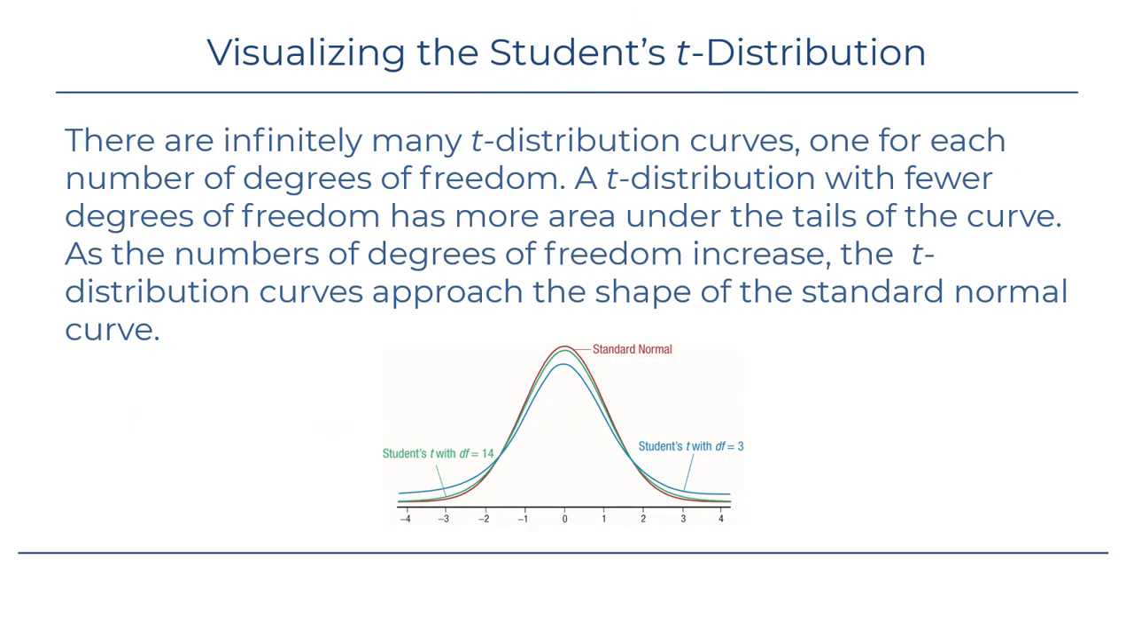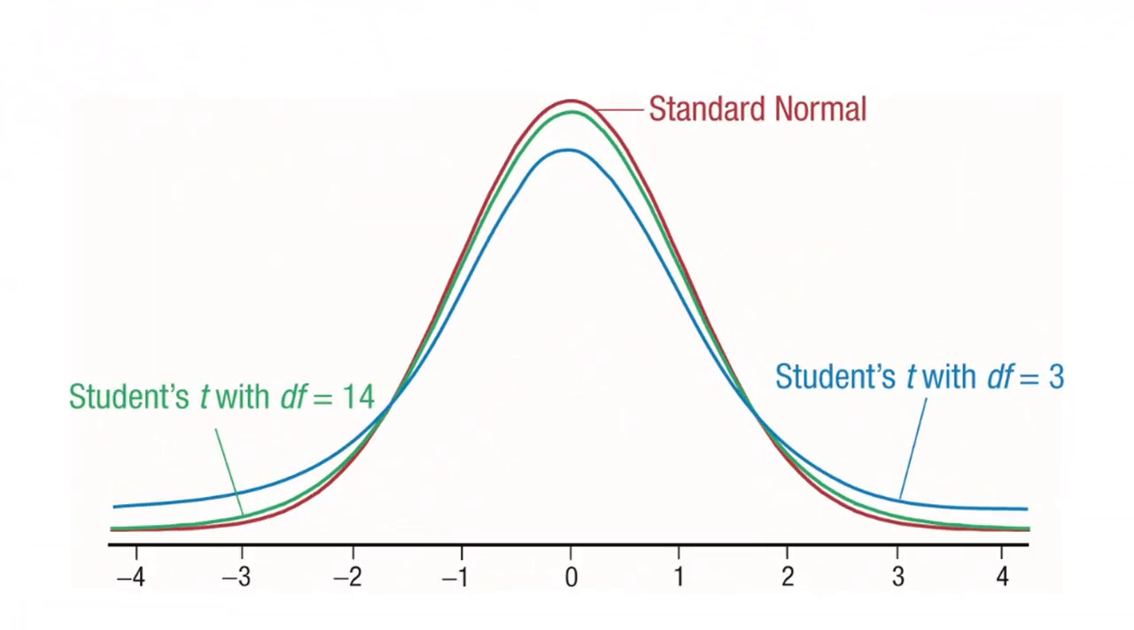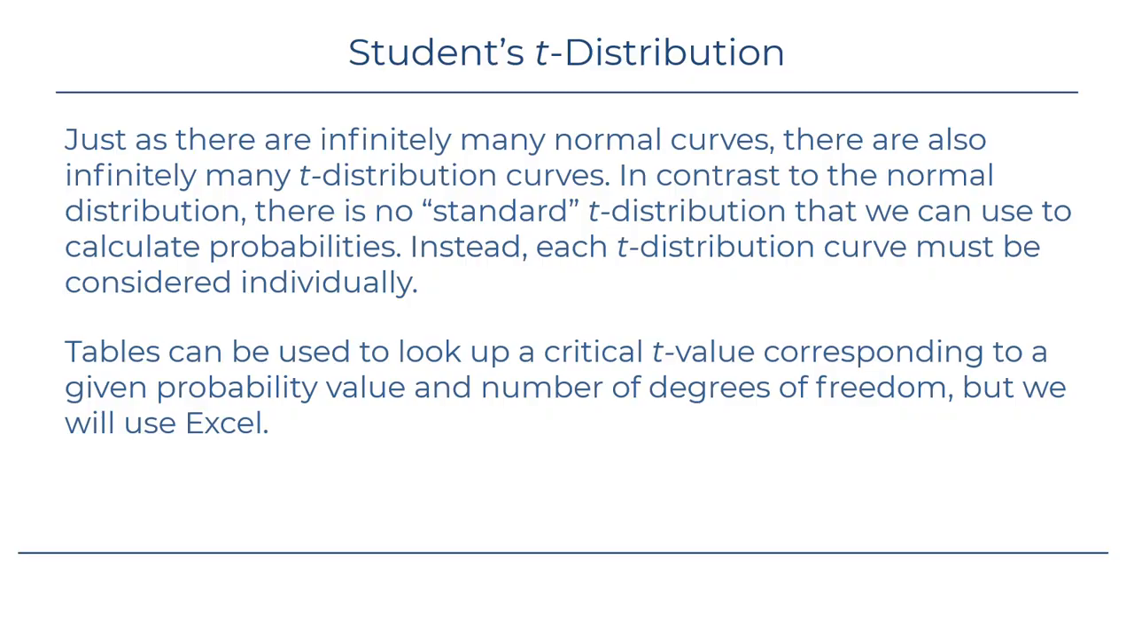Just as there are an infinite number of normal curves, there are infinitely many t-distribution curves, one for each number of degrees of freedom. So a t-distribution with fewer degrees of freedom has more area under the tails of the curve, and as the number of degrees of freedom increases, the t-distribution approaches the standard normal curve. As before, when we were dealing with the normal distribution, we were able to standardize to the standard normal curve, but that is not possible with a t-distribution.